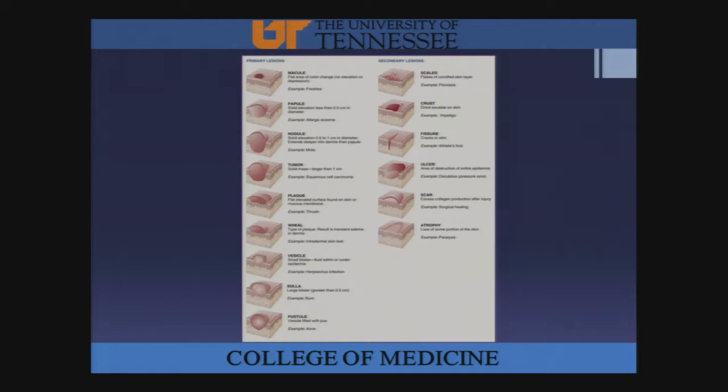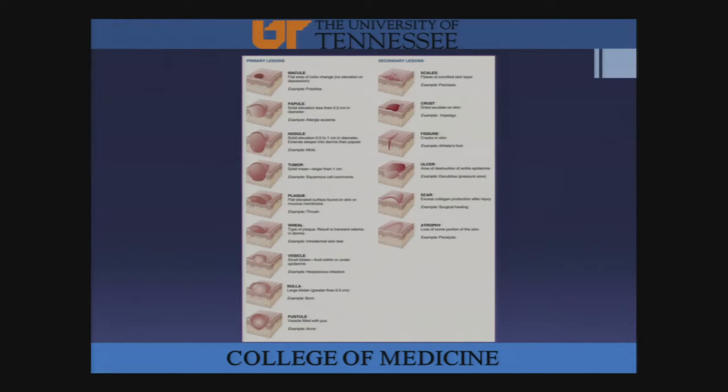So here we have some imaging of what it looks like, what it's described as, and some examples of it. Just real quick, any small flat area without any nodule, no depression, no elevation is going to be a macule. When you say maculopapular rash, that just means there are small areas of macules and there are some raised lesions, so that's your maculopapular rash.